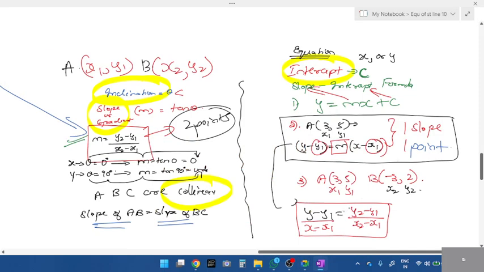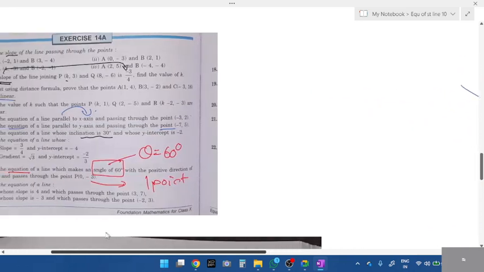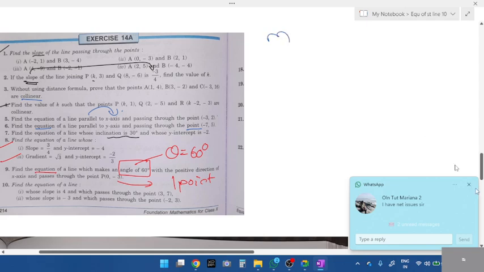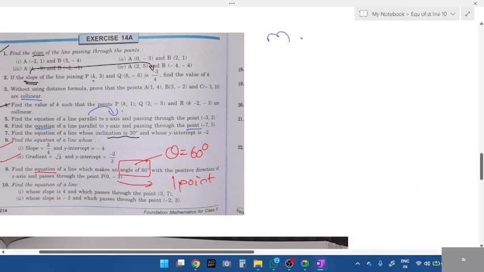Okay, one slope and one point, students. A point is required. In the ninth question we have both. Most probably an MCQ question again. Theta is equal to 60. If theta is 60, what is the m value? M is equal to tan 60. What is tan 60, students? Very good. Tan 60, m is root 3.